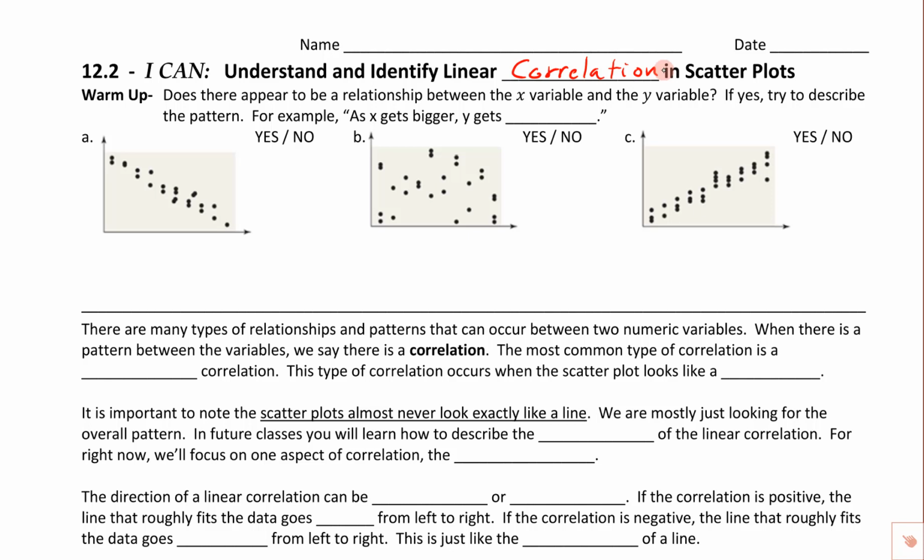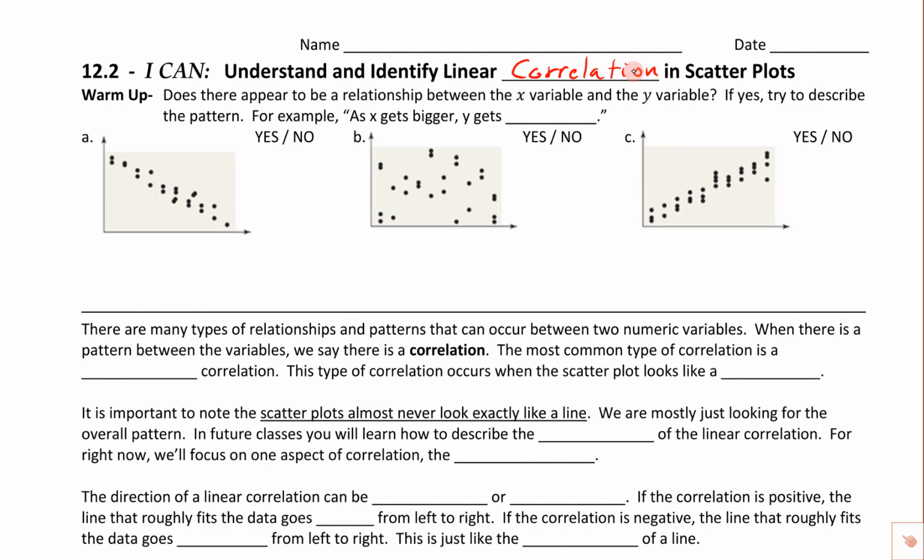Now that we know how to make scatter plots, we're ready to talk about some more sophisticated things dealing with those scatter plots and the patterns that we might see in them. So this is section 12.2. The I can statement is: I can understand and identify linear correlation in scatter plots. So linear correlation, go ahead and write correlation there.